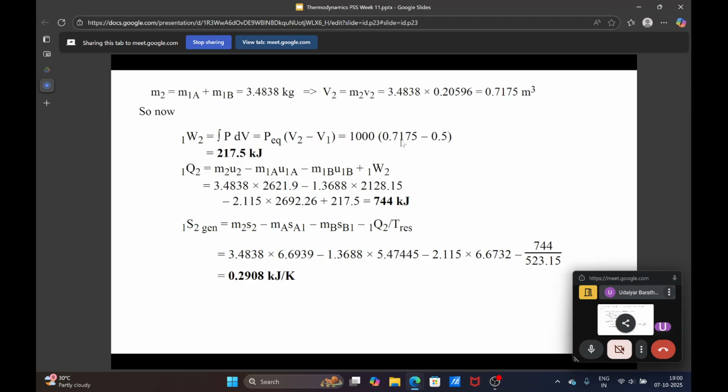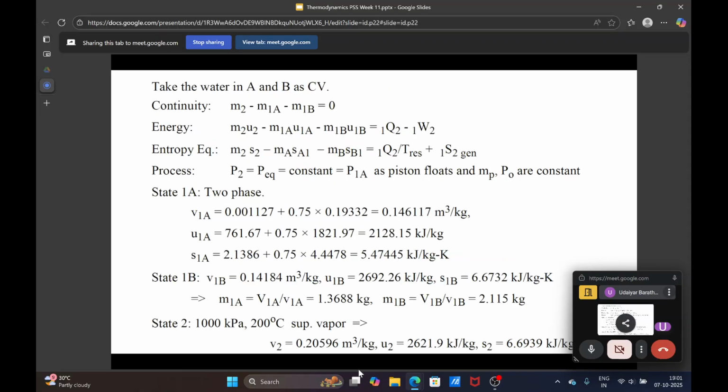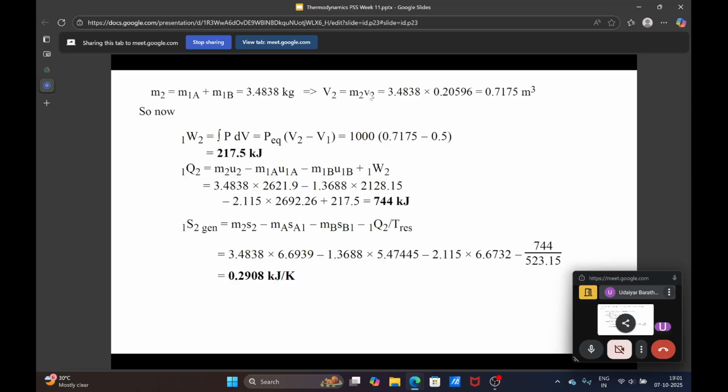And change in volume can be found out using the final volume. So we know the total mass. Total mass multiplied by the specific volume at state 2 gives you the final volume, which is 0.7175 minus the initial volume, which is 0.5. So the work done is 217.5 kilojoules. So that is the amount of work obtained because of this process.